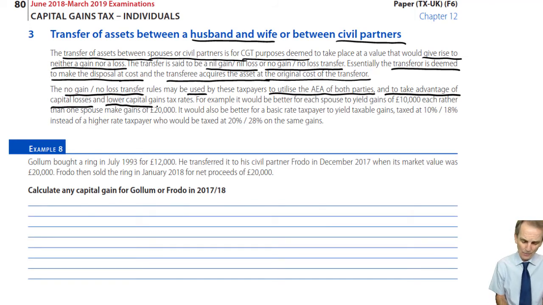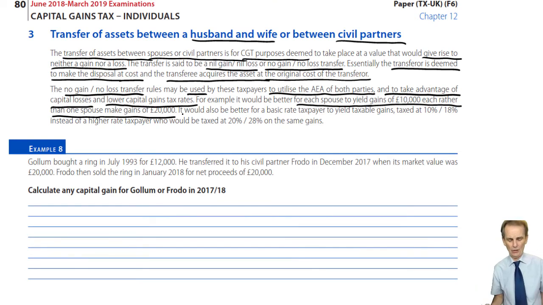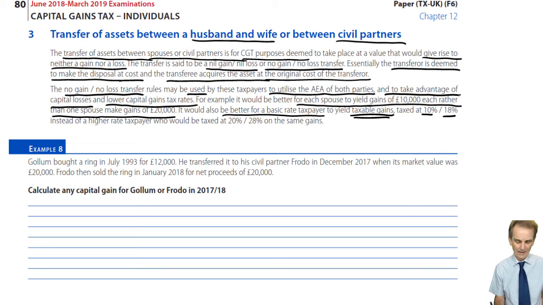Or the other most likely one, lower capital gains tax rates. For example, it would be better for each spouse to yield gains of £10,000 each, rather than one spouse to make gains of £20,000, the example that I just gave to you. It would also be better for a basic rate taxpayer to yield any taxable gains, because they would be taxed at 10% if it's other assets, 18% if it's residential property. Instead of, if the spouse is a higher rate taxpayer, who would then be taxed at either 20 or 28%, the higher rates on those gains.